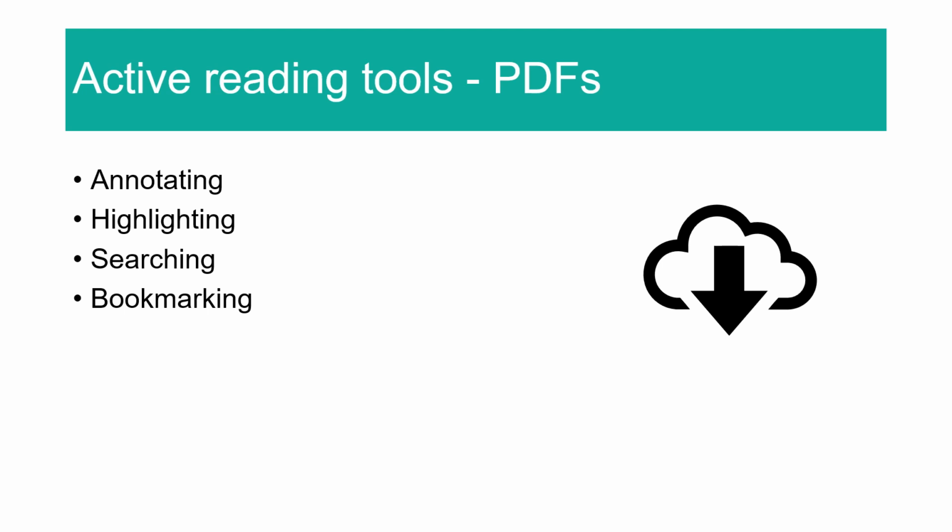So this short video is going to talk about different ways that you can annotate PDFs, for example using a highlighter, and other tools that are also helpful, for example being able to search within a document and also bookmark certain sections. Hopefully by the end you will feel more confident about using online tools for your reading, for your coursework and assignments.